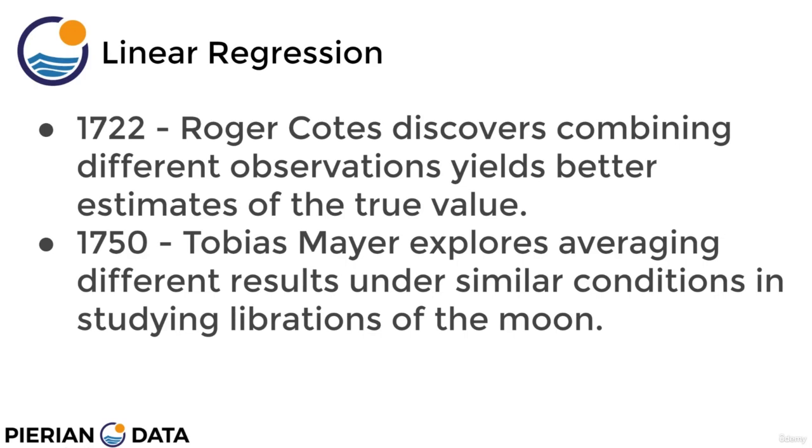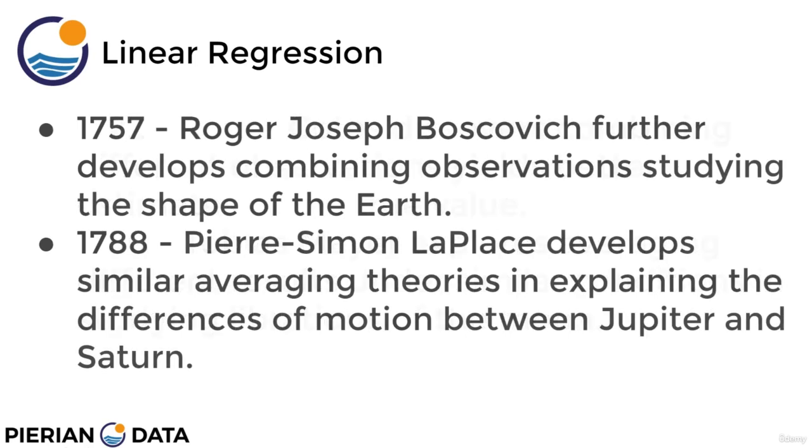Then in 1750, Tobias Mayer also explores averaging different results under similar conditions in studying librations of the moon. And if we go back to our housing data and think about what that means, it's that the combining of different observations should also be done under similar conditions. That is to say, while the observations are different, in general, the conditions behind them should be similar. So we shouldn't just pick houses from all over the world. We should probably be picking houses from roughly the same city or same neighborhoods.